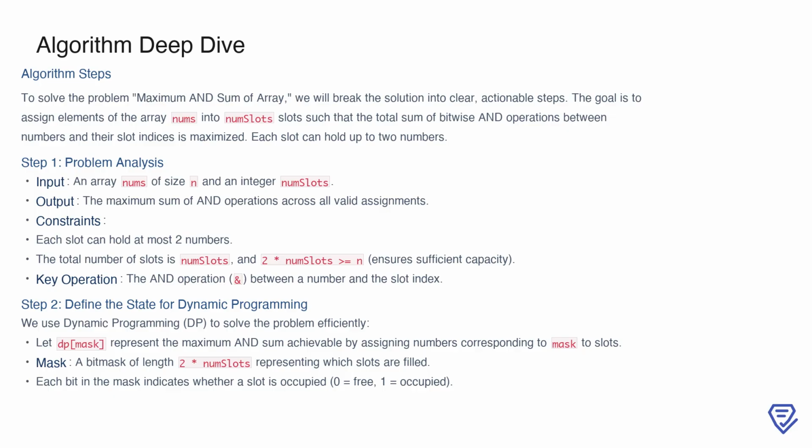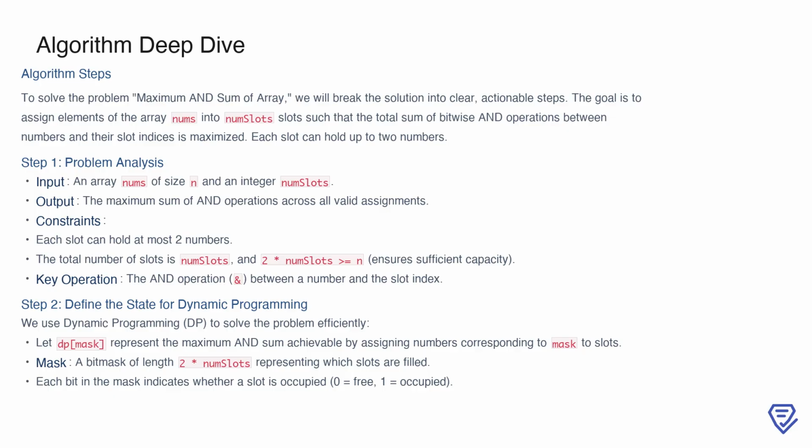First, let's analyze the problem. The input consists of an array nums with n elements and an integer numSlots. The output is the maximum possible sum of these n operations across all valid assignments. The key operation here is the bitwise AND, denoted by &, which computes the bit-by-bit intersection of 2 numbers.